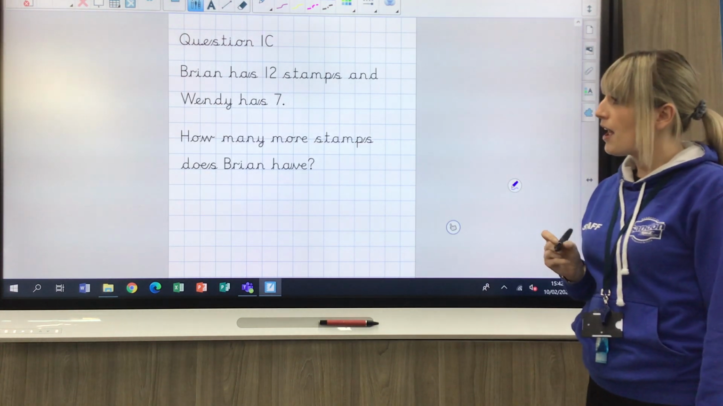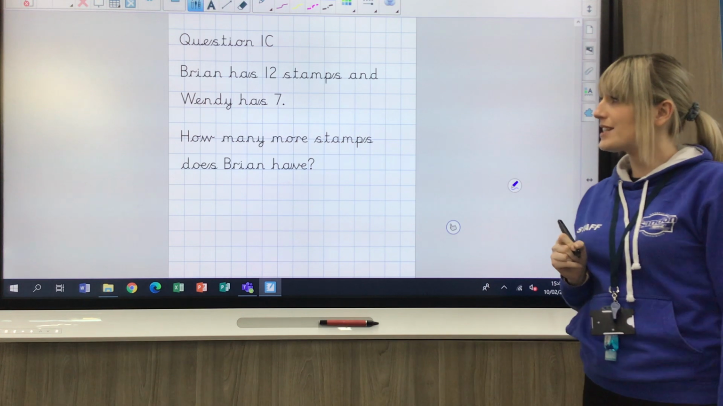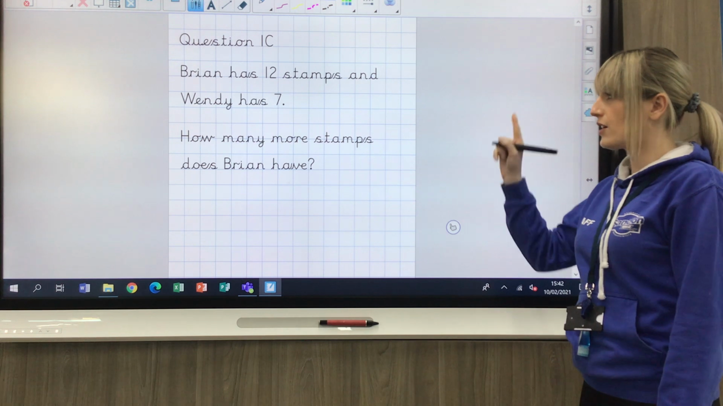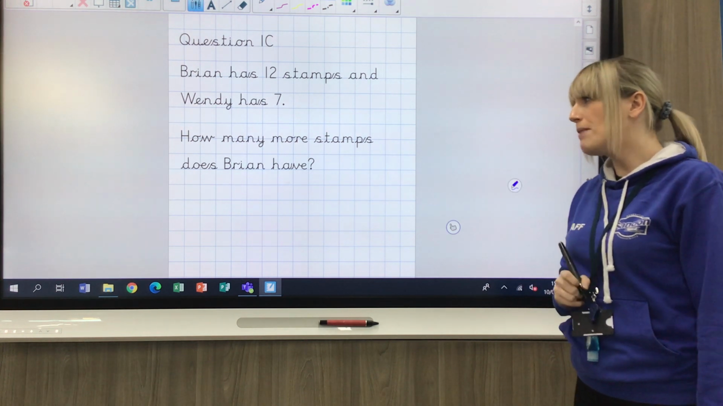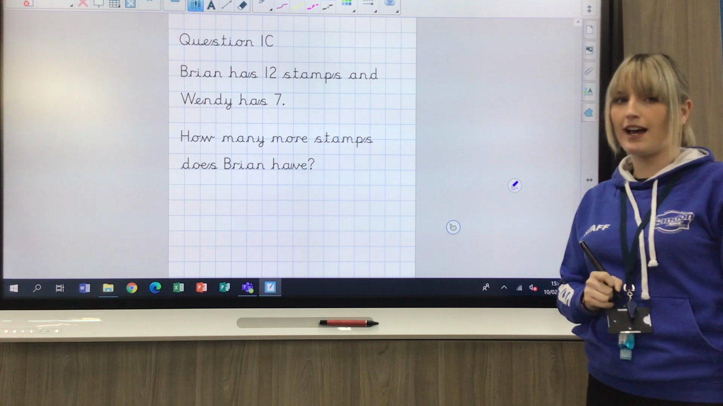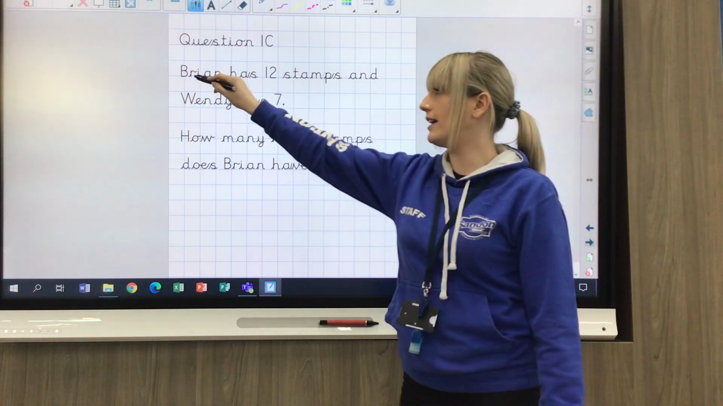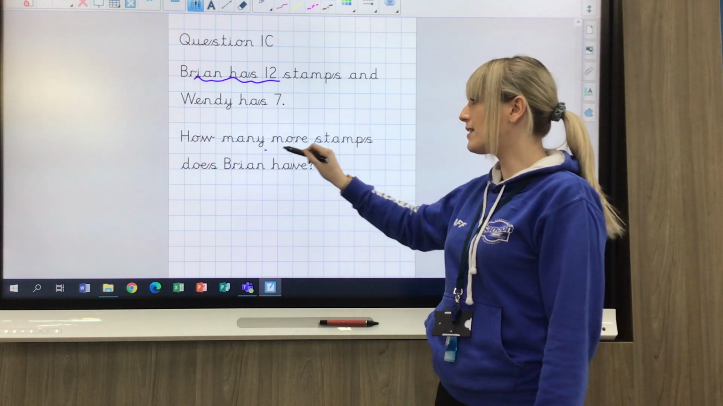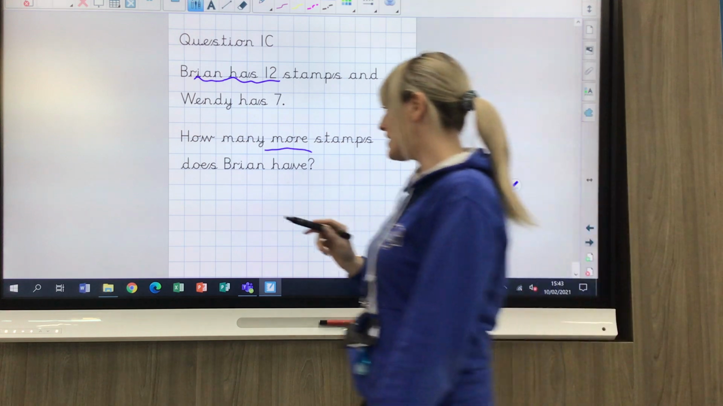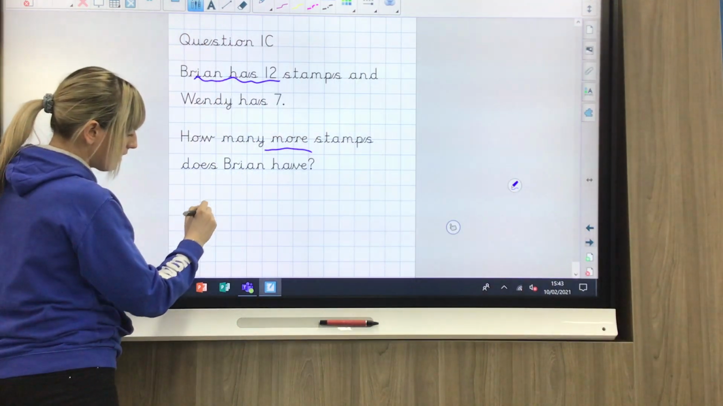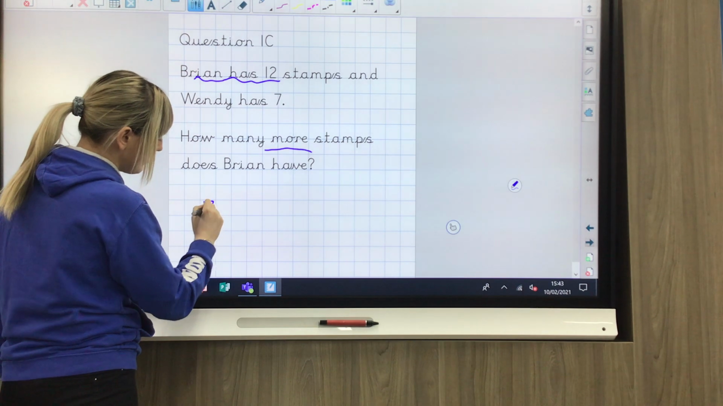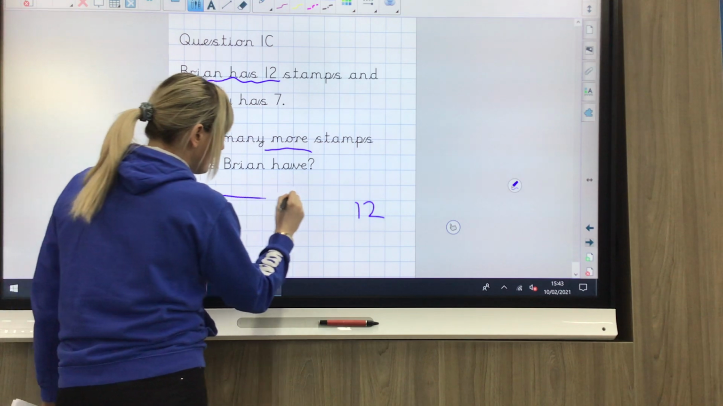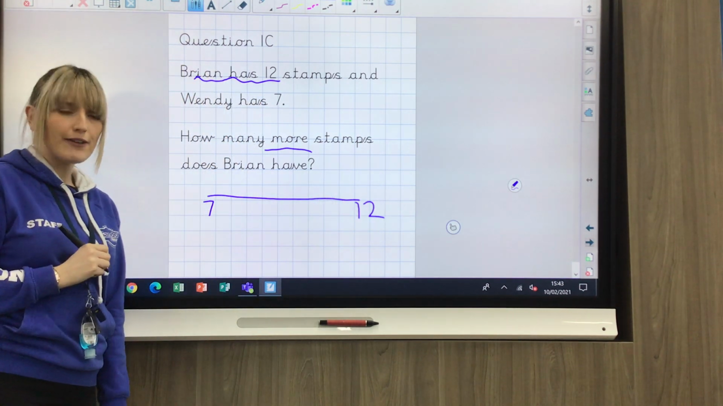Question 1C. Brian has 12 stamps and Wendy has 7. So Brian's got 12, Wendy's got 7. How many more stamps does Brian have? So we know Brian's got 12, but it's not saying how many does Brian have, it's saying how many more. So if Wendy's got 7, okay, so Wendy's got 7, Brian's got 12. So what you need to do is you need to find the difference.